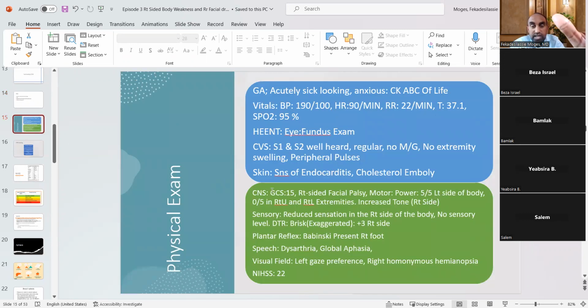Okay, let me tell you, CNS Glasgow Coma Scale was 15, power 0 out of 5. I told you increased tone, sensory reduced sensation in the right side of the body, no sensory level. Deep tendon reflex was brisk or exaggerated, +3 in the right side. Plantar reflex, Babinski present in the right foot. What is Babinski? How do you check for Babinski?